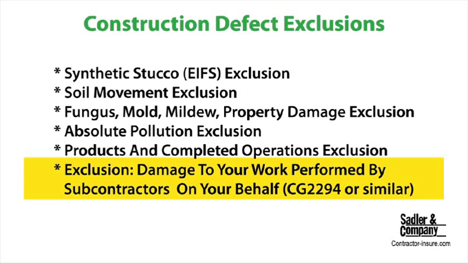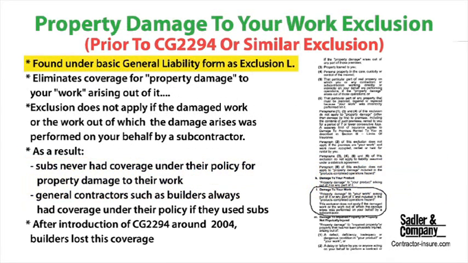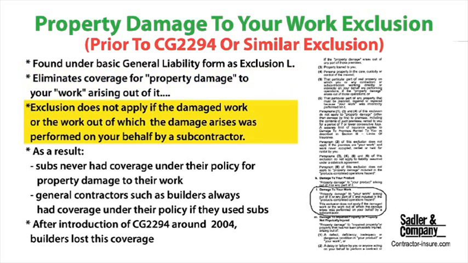Before I explain this exclusion, I need to take a minute to review the basic property damage to your work exclusion under the General Liability policy prior to the introduction of CG 2294. For many years, the standard General Liability policy form, when issued to a contractor, has had Exclusion L, which takes away coverage for lawsuits alleging property damage to the contractor's work arising out of such work. However, the policy language makes an exception and gives back coverage for such property damage lawsuits if the damaged work was performed on behalf of the insured contractor by his subcontractor.